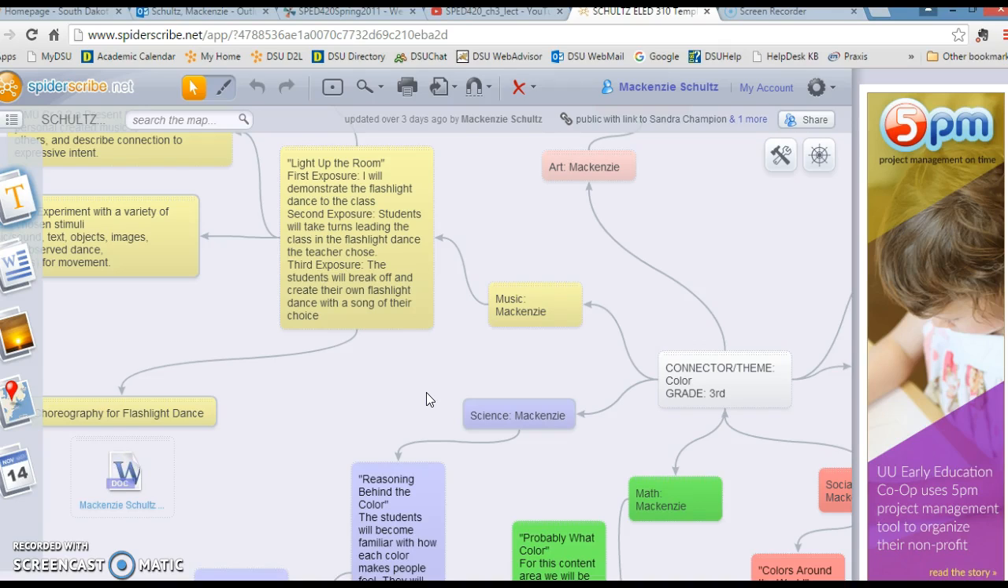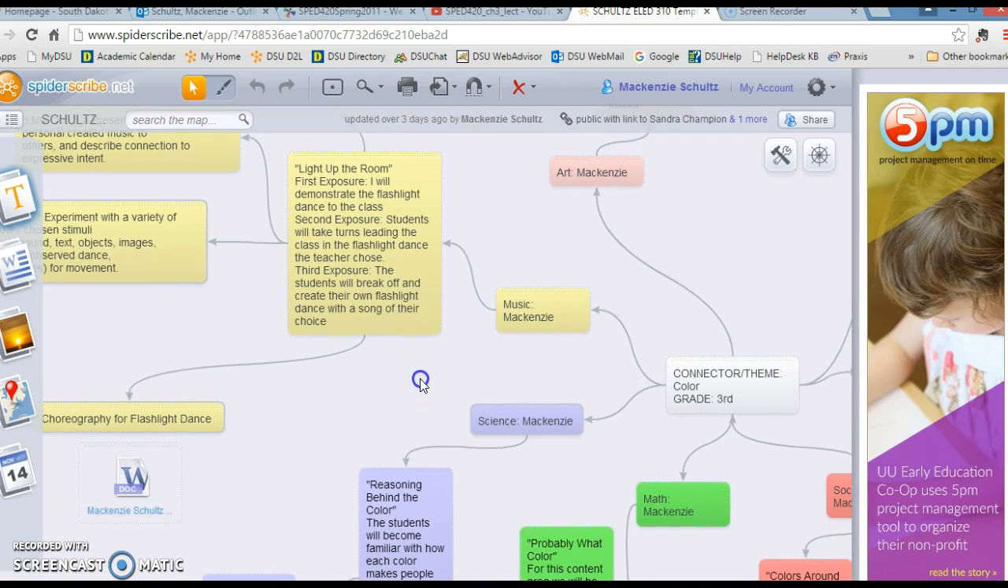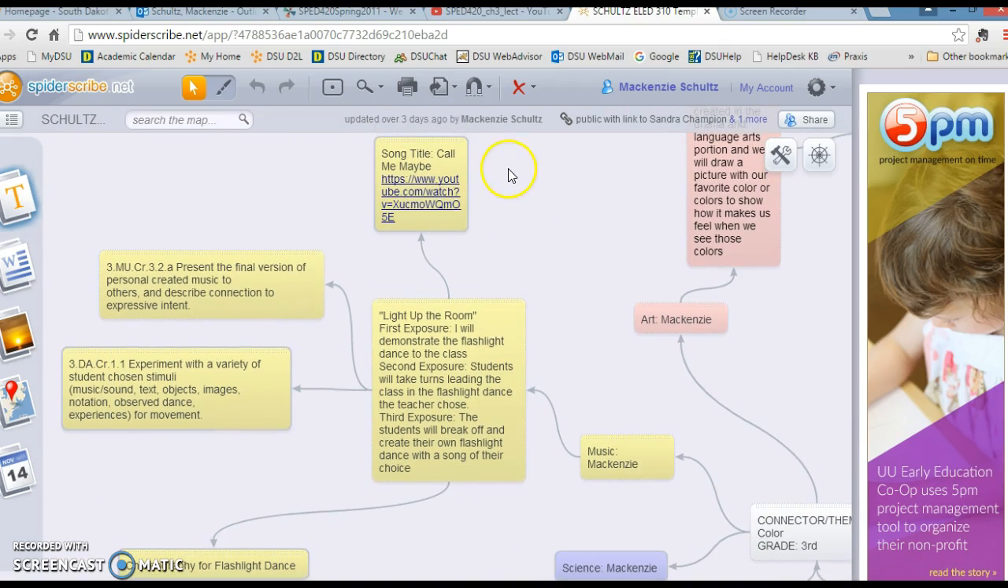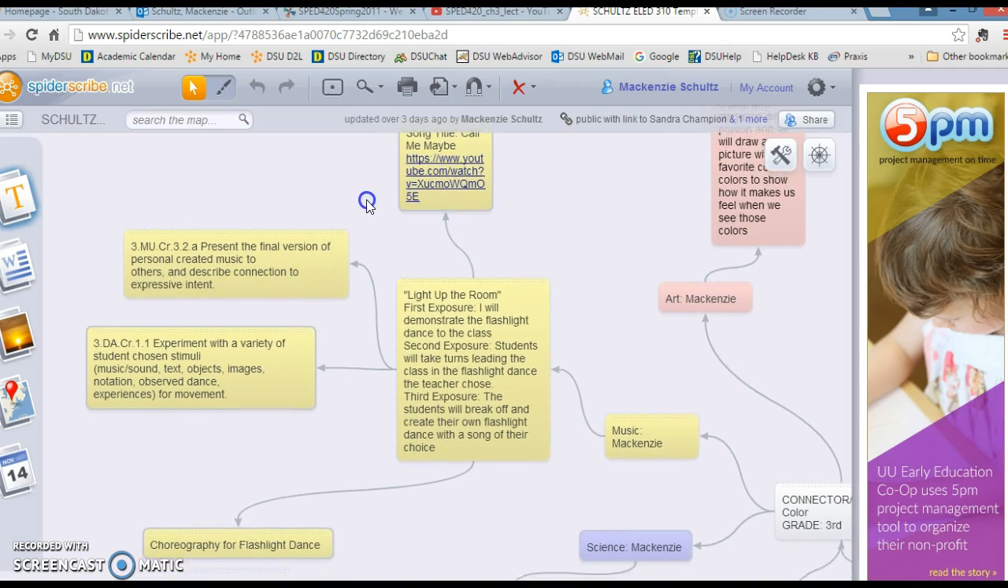So that's a great aspect for them to learn how to teach students and everything. And then the third exposure, they will be breaking off and they will be creating their own flashlight dance to a song of their own choice. And that's awesome to give them some choice in what they actually want to do. And then here's the song title. The group song is going to be Call Me Maybe. I feel like that has a lot of different rhythm beats and everything that we can add to it.